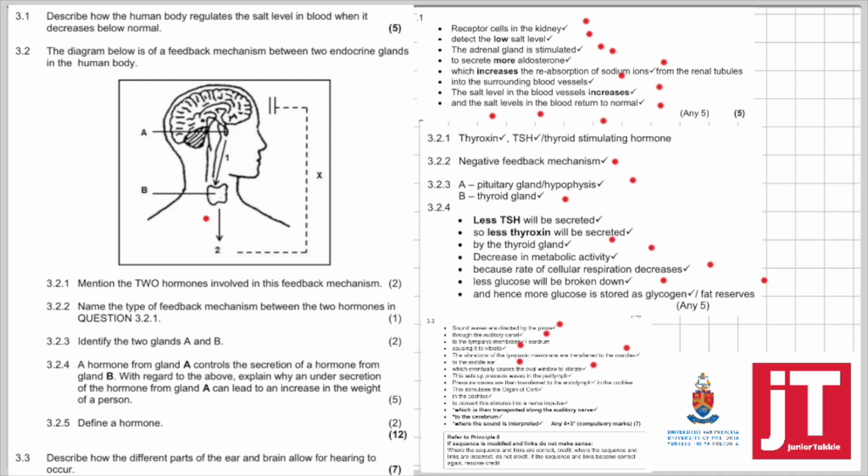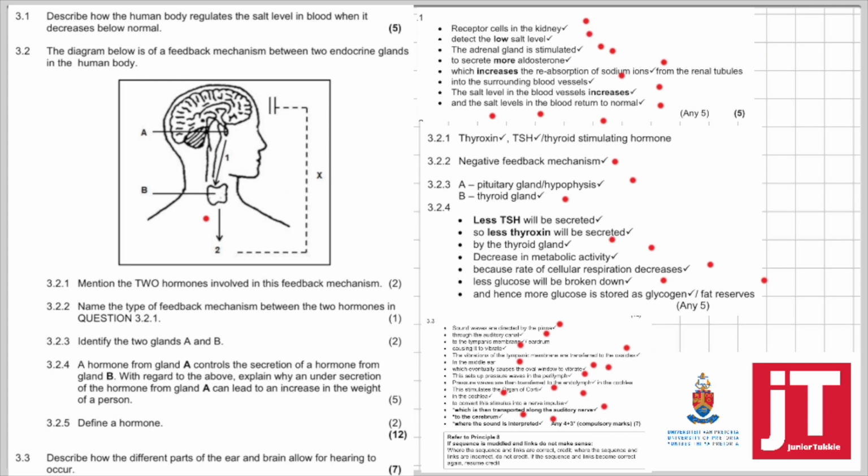This sets up pressure waves in the perilymph. Pressure waves are then transferred to the endolymph, which stimulates the organ of Corti in the cochlea to convert the stimulus into a nerve impulse. The highlight in bold here is the compulsory marks. The impulse is then transported along the auditory nerve to the cerebrum, where sound is interpreted.